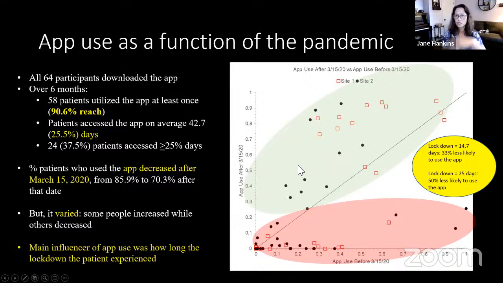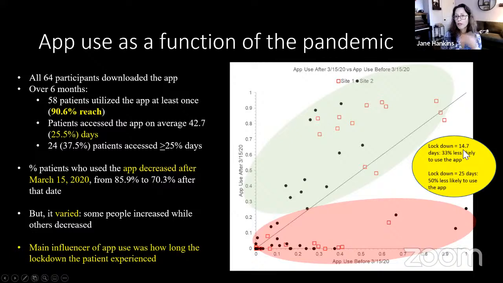So you asked me what's different about these two groups. We looked at several different factors at the clinic level, at the patient level, and the thing that was the most important in influencing the use of the app was how long the lockdown lasted. So how long did you experience the lockdown from the time you enrolled on the study and started using the app? How long until the pandemic? And then during the pandemic, how much lockdown did you experience? So that was the main influence.